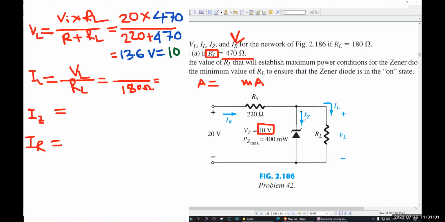Since it is on, some current will flow. So what is your IL? IL is equal to VZ. You can write VL or VZ, no problem, because VL is 10 volt now. So 10 volt divided by 180, no, not 180. I forgot to switch it. 10 divided by 470, 0.02.